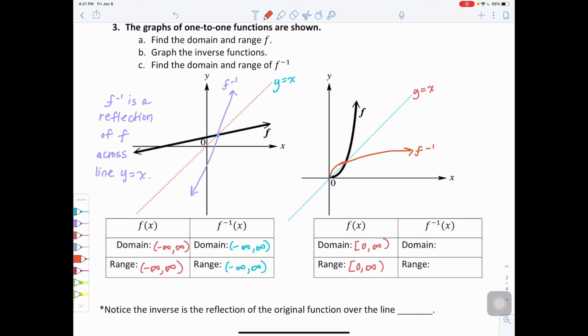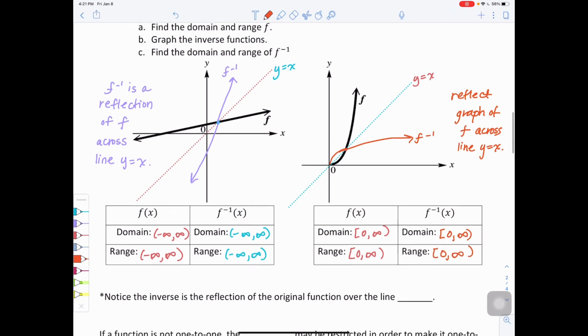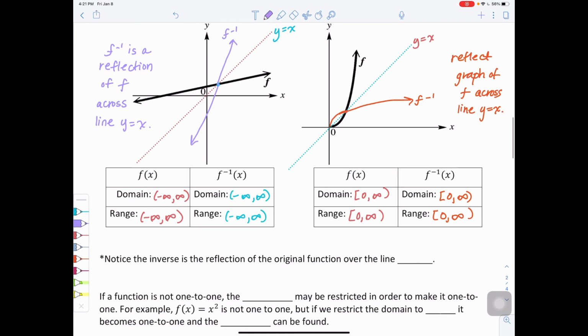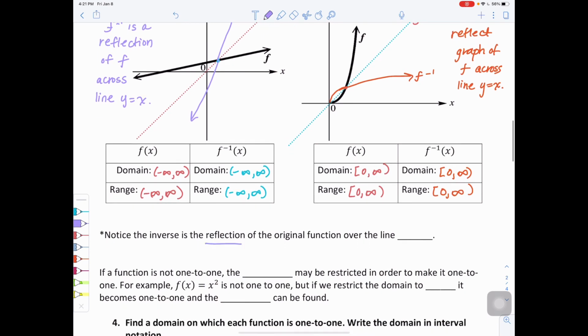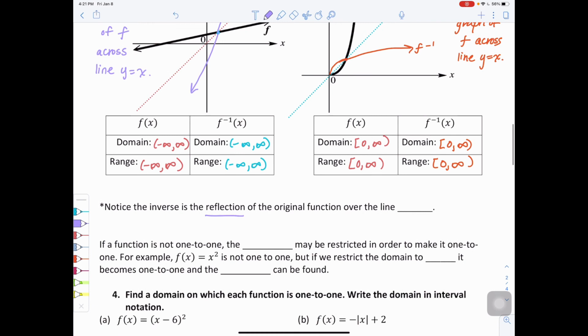So that's f inverse. And again, we reflect the graph of f across the line y equal to x. Okay, now our domain and our range are also 0 to infinity. So notice that the inverse is the reflection of the original function over the line y equal to x.